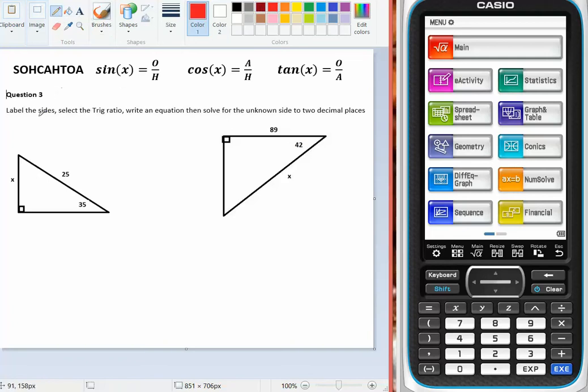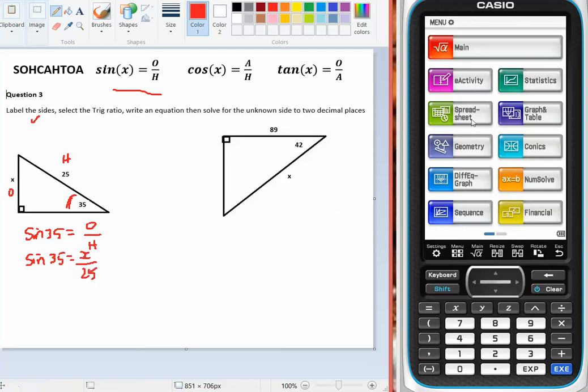Okay, label the sides. Here is my triangle. There is my angle 35, so this is opposite. 25 is the hypotenuse, so I've labelled the sides. Select the ratio. Opposite and hypotenuse is sine. So the sine of the angle 35 will equal opposite over hypotenuse. The sine of the angle 35 will equal x on top of 25.